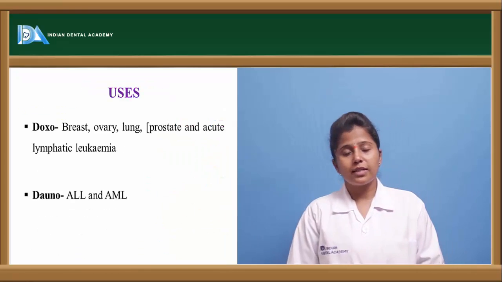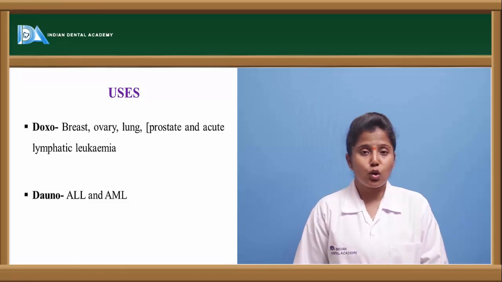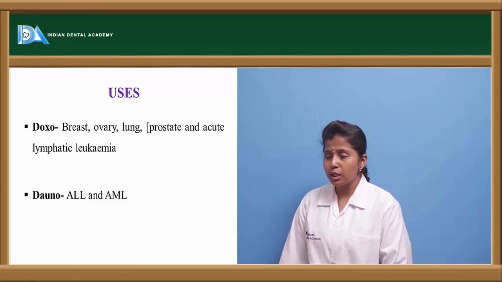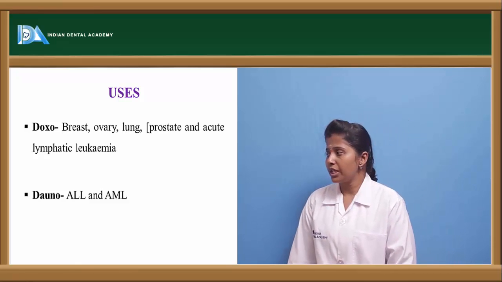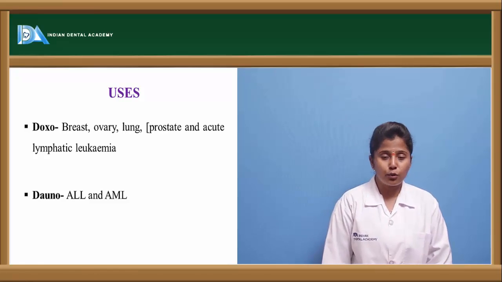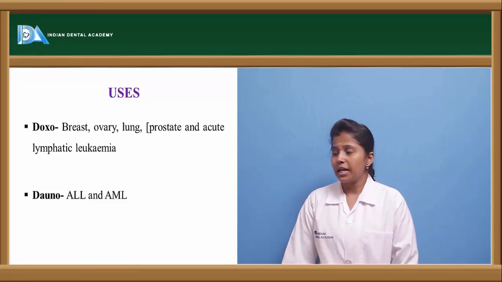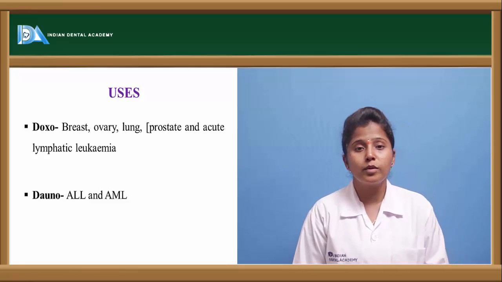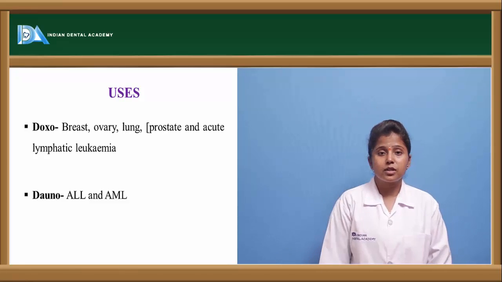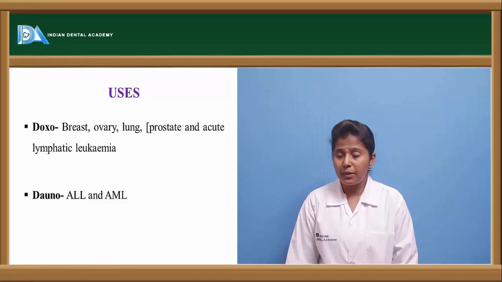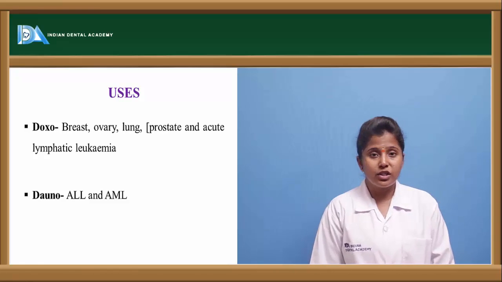What are the uses of these antibiotics? Doxorubicin is used against breast, ovary, lung, prostate and acute lymphatic leukemia types of cancers, as well as daunorubicin. Daunorubicin is used in the type of cancer called acute lymphoblastic leukemia as well as acute myelogenous leukemia.